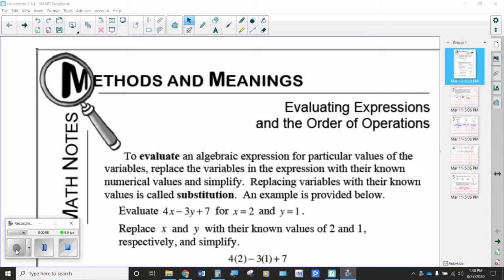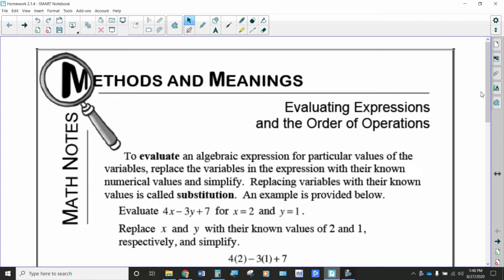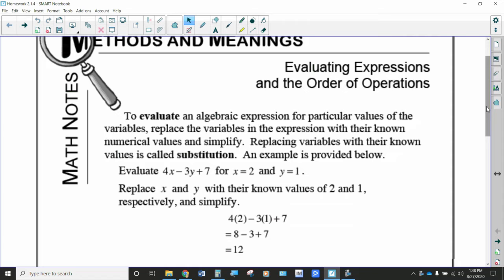Alrighty, let's take a look at yesterday's homework, homework for 2.1.4. The very first part of it, the M&Ms, have to do with evaluating expressions and the order of operations. Evaluating expressions, remember, is the process where you've got an algebraic expression, but we know the value for x and we know the value for y, or whatever your variables are, and you're going to plug those numbers in to the variable expression and then use the order of operations to simplify.